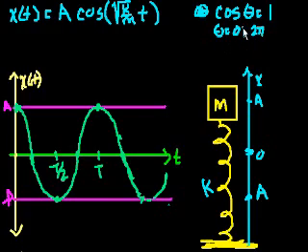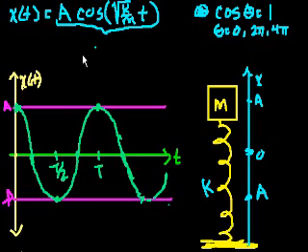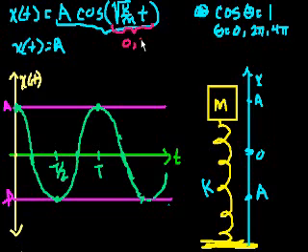You should watch the unit circle video if this makes no sense to you, or the graphing trig functions video. It's also true at 4 pi. Really, any multiple of 2 pi. Cosine of that angle is equal to 1. So the same thing is true for this function, x of t. It is equal to A whenever this expression within the cosine is equal to 0, 2 pi, 4 pi, etc.